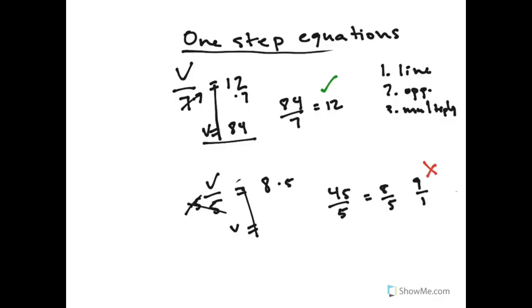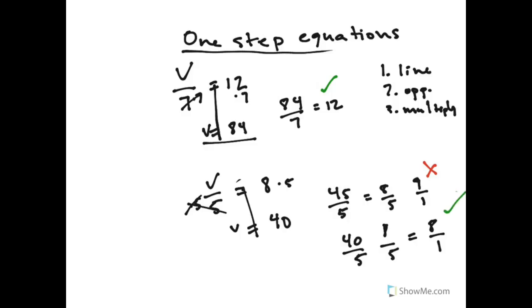v over 5 equals 8. Multiply by 5, multiply by 5, those cancel out. v equals 40. Now to see if this is the correct one, 40 over 5, divide by 5, divide by 5, and now you get 8 over 1, which is equal to that 8.